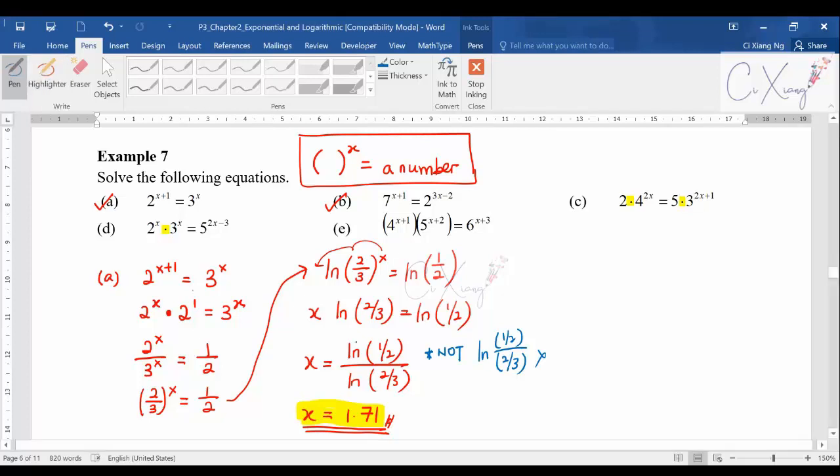You have ln on top, and on the bottom you also have ln. You cannot just combine them to become a single ln here. So take note of this. It's a very, very common mistake.